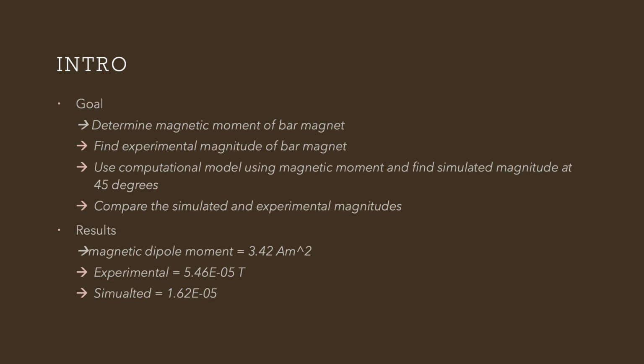So the results of this were that the magnetic dipole moment was calculated to be 3.42. The experimental value magnitude was 5.46 times 10 to the negative fifth power, and the simulated was 1.62 times 10 to the negative fifth power.